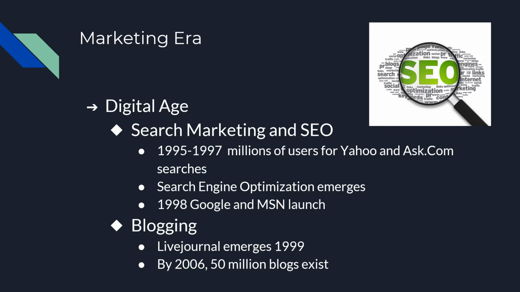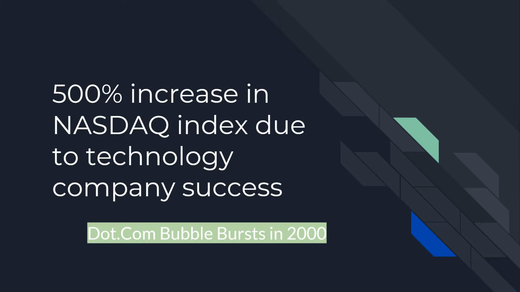Blogging was also popular in the late 1990s and early 2000s. LiveJournal was one of the big ones. By 2006, over 50 million blogs existed. The dot-com bubble burst in 2000, and there was a 500% increase in the NASDAQ index due to technology company success.